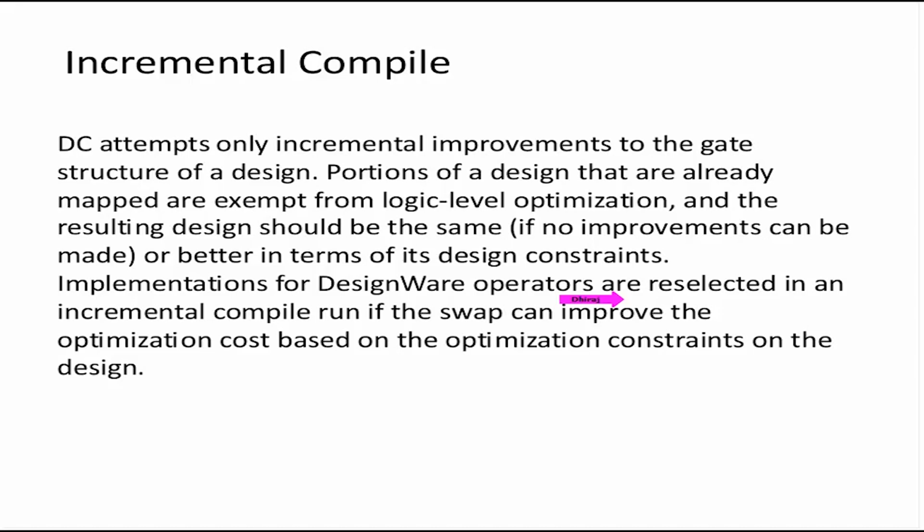Please do not think that if you want to increase the clock frequency, that is a small change. It's not a small change, it's a big change. So in such cases I would recommend going for a full compile. But for small changes such as changing the input delay a bit, or changing the driving cell of some input a bit, or changing the load on the output port, you can use incremental compile.